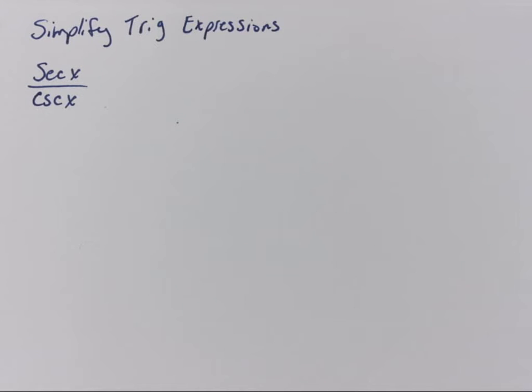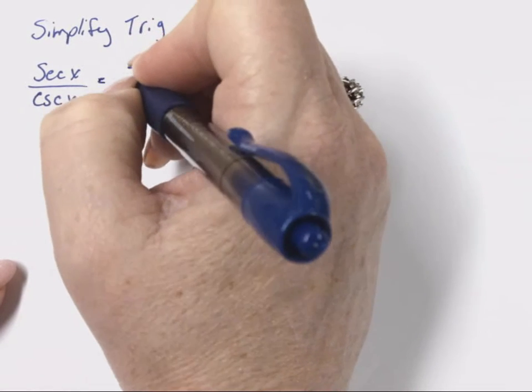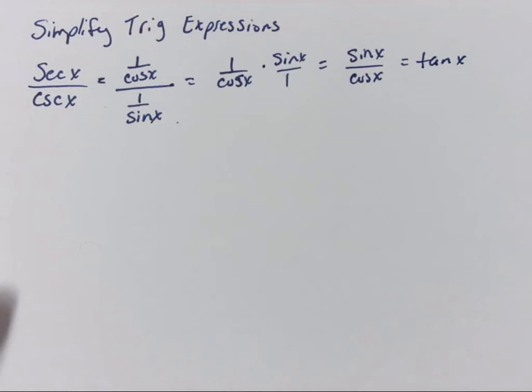So here we're going to simplify trig expressions and look at proving trig identities. So the first problem we're looking at is secant x divided by cosecant x. The first thing we want to do is put everything in terms of sine and cosine. So secant x is 1 over cosine x, and cosine.